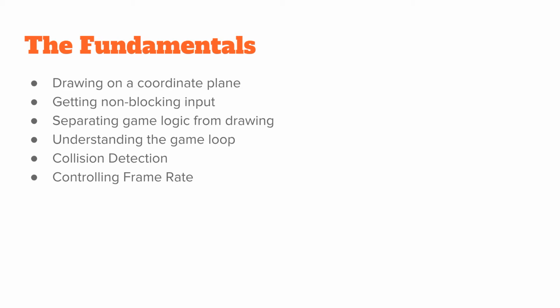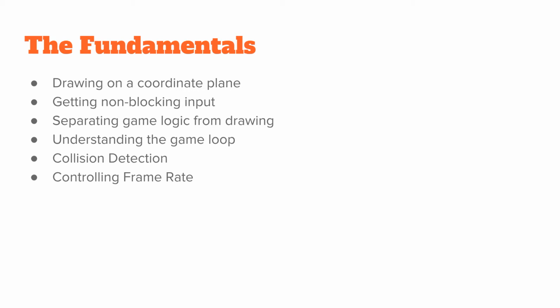So the fundamentals of a casual game are composed of drawing on a coordinate plane. You may be used to drawing on a coordinate plane from your math classes from high school or middle school, and you know that you have an XY coordinate system. We're going to be covering that and how that works in the Windows system, because it may actually be a little bit different than what you're used to.